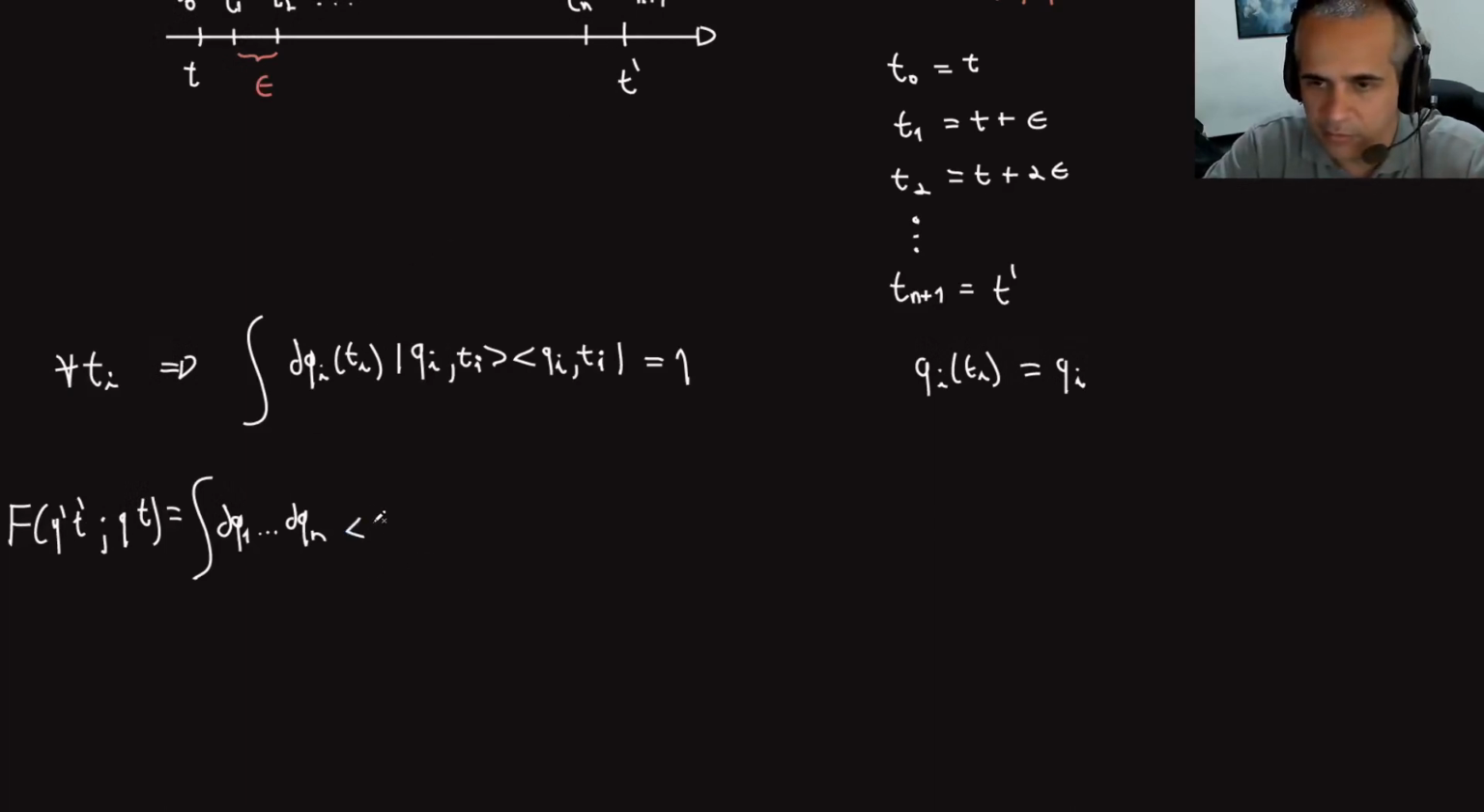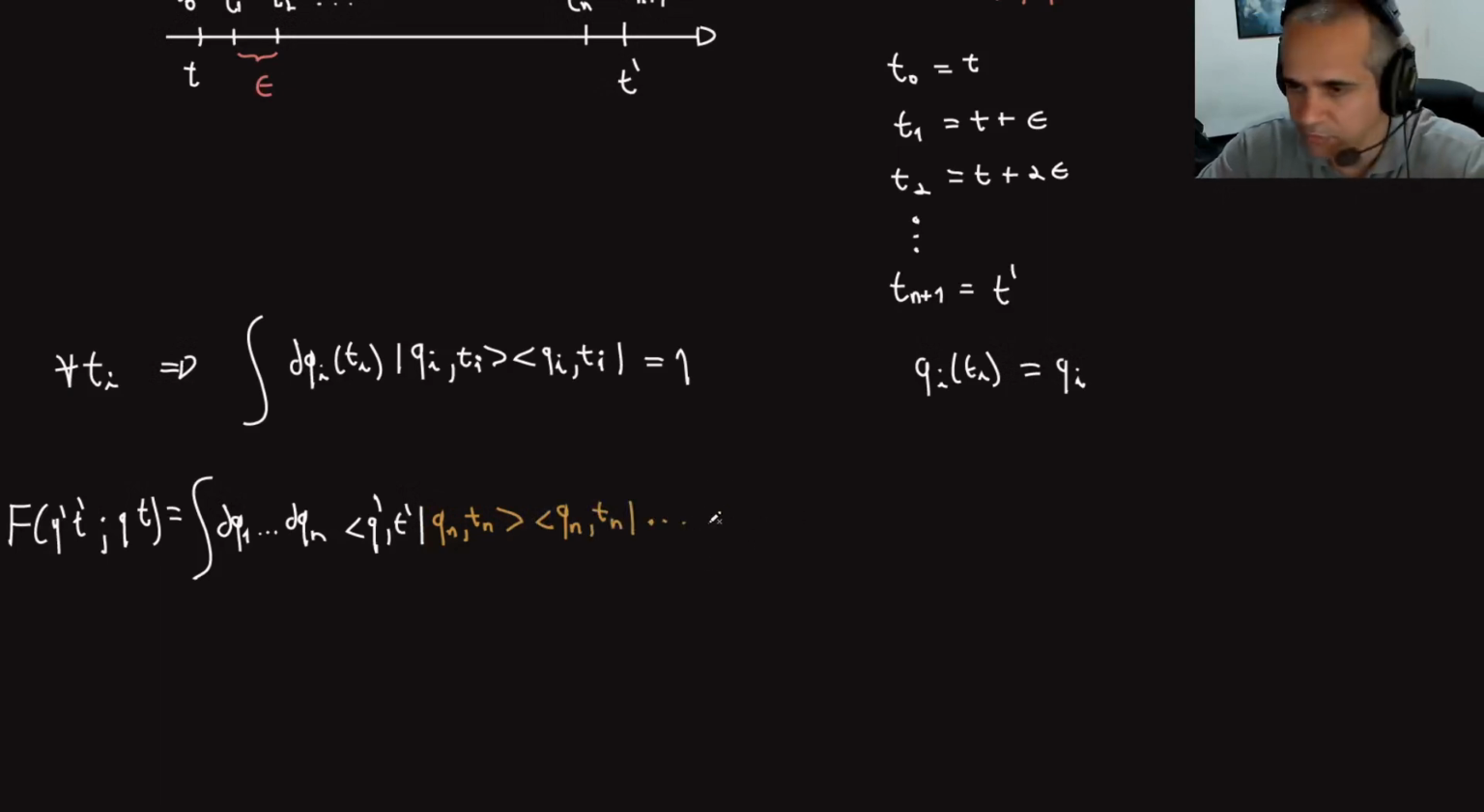Then I have, of course, what I had already, <q prime t prime|, and then all the identities, which I write in a different color. So the first one is |qn tn><qn tn|, and then it goes all the way to, say, let's take the last two, |q2 t2><q2 t2|, |q1 t1><q1 t1|, and finally what we had before, which is |q t>.